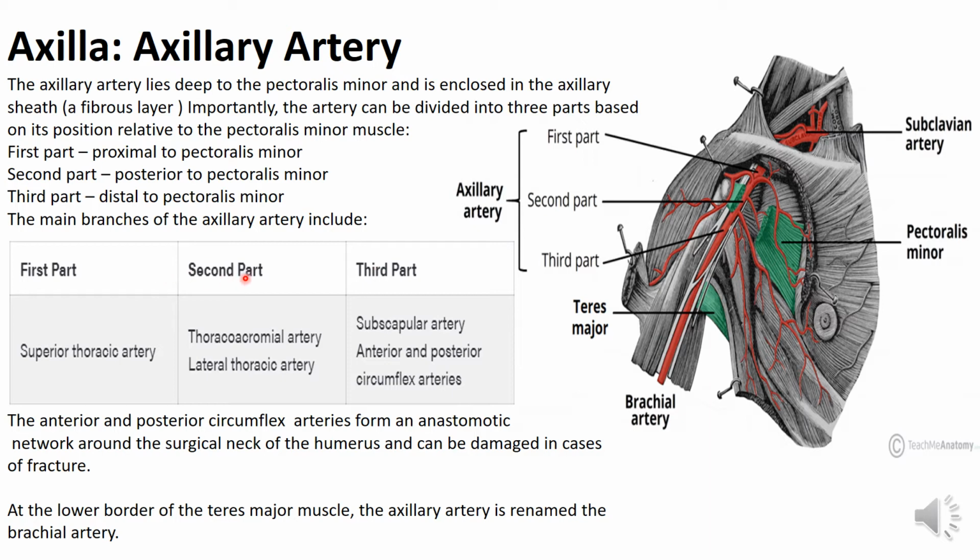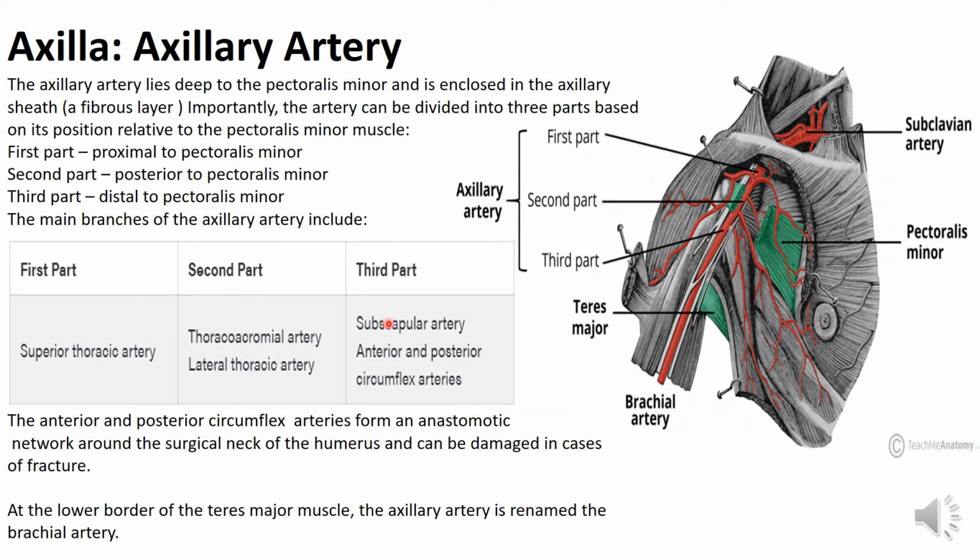Then all these parts give rise to different arteries again. From the first part, superior thoracic artery originates. From the second part, thoracoacromial artery and lateral thoracic artery give rise.